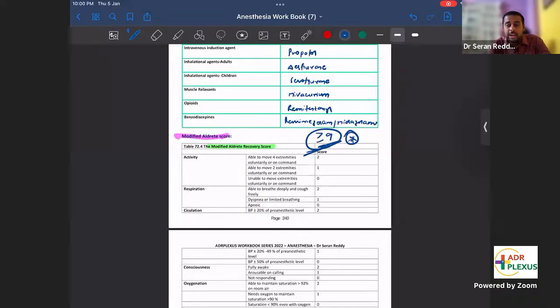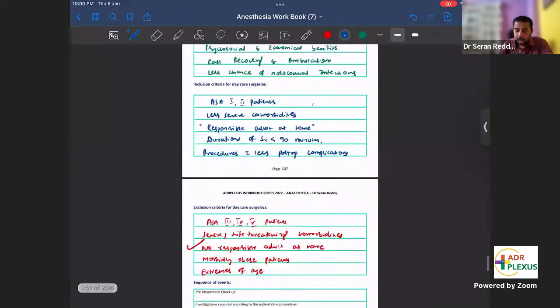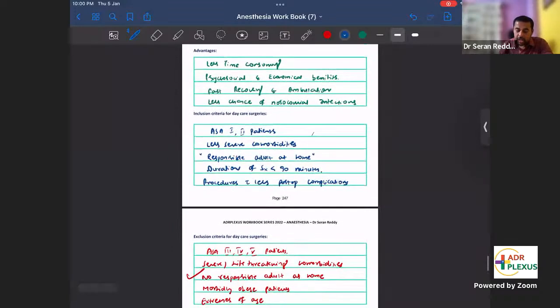This is about daycare surgery. 30 seconds for you to consolidate. Mainly the advantages, inclusion criteria, exclusion criteria, and the drugs used.